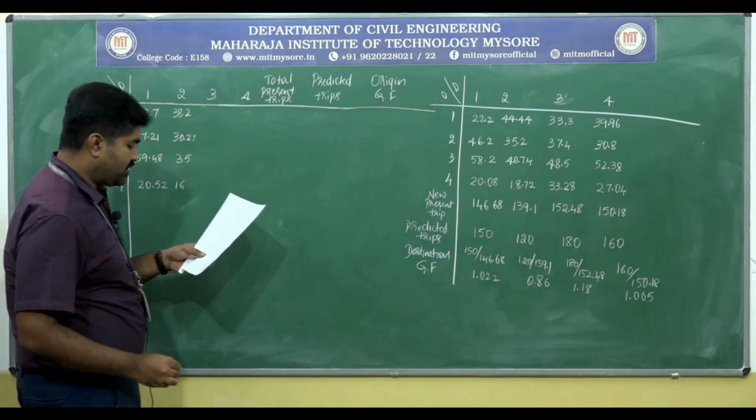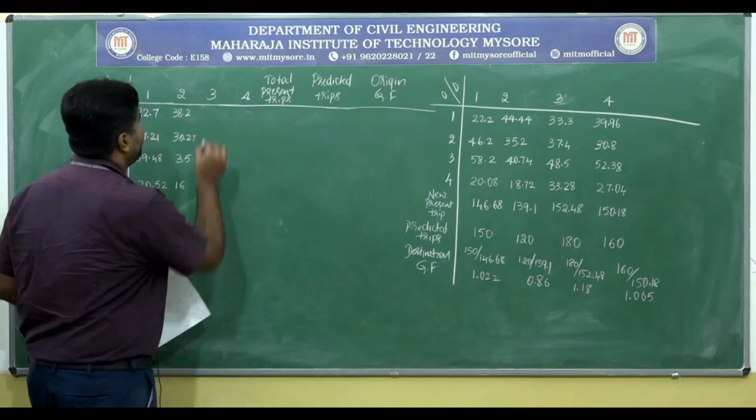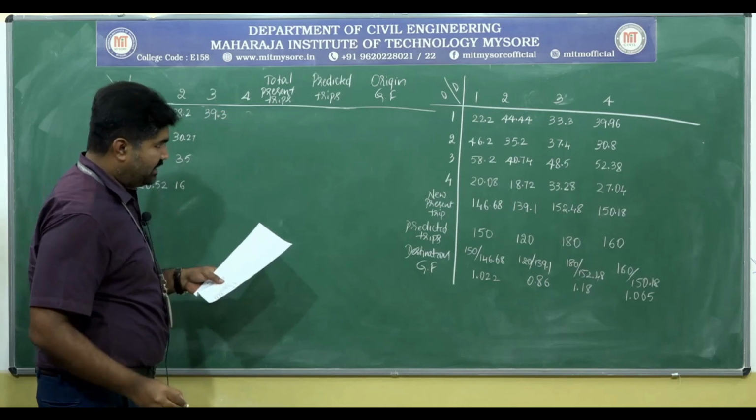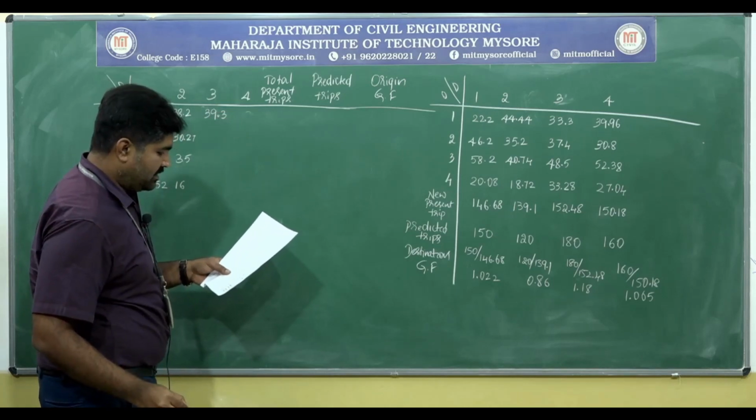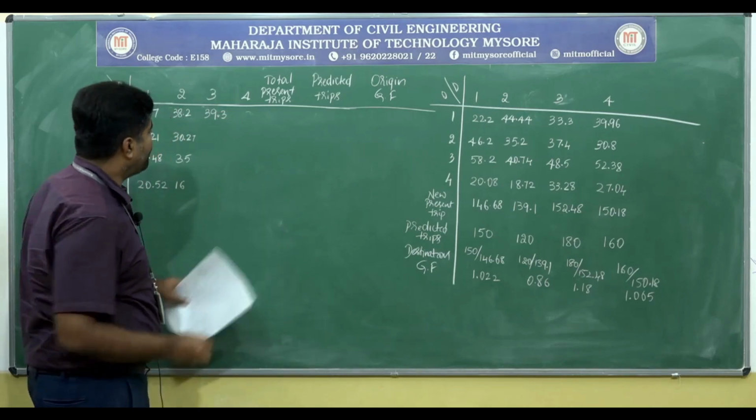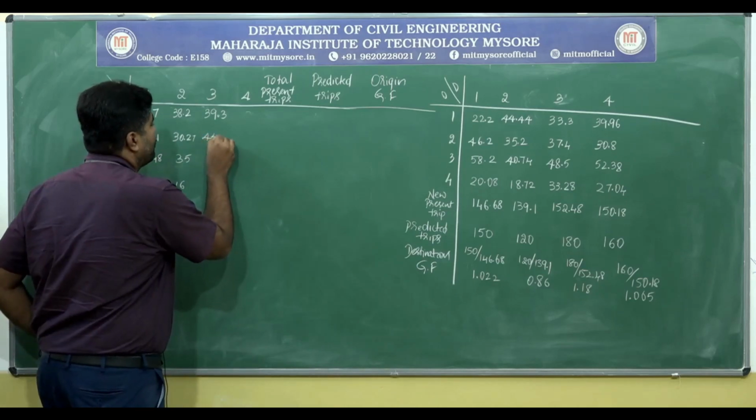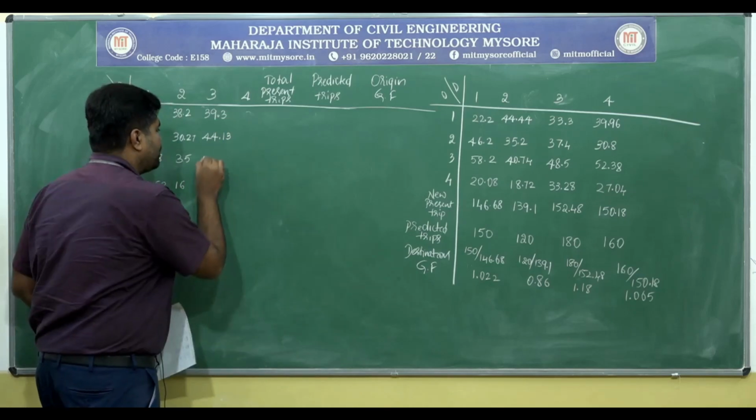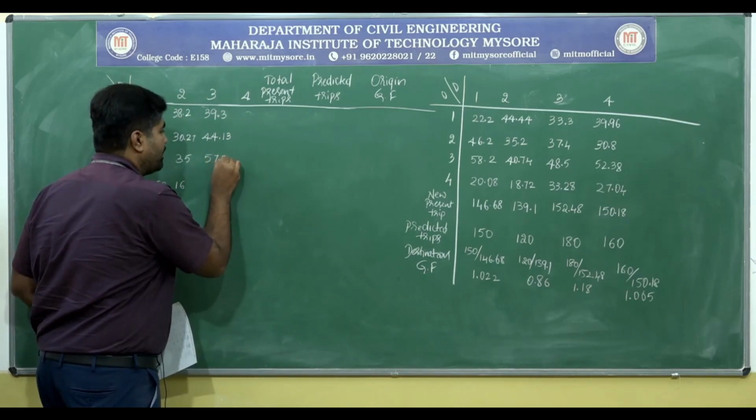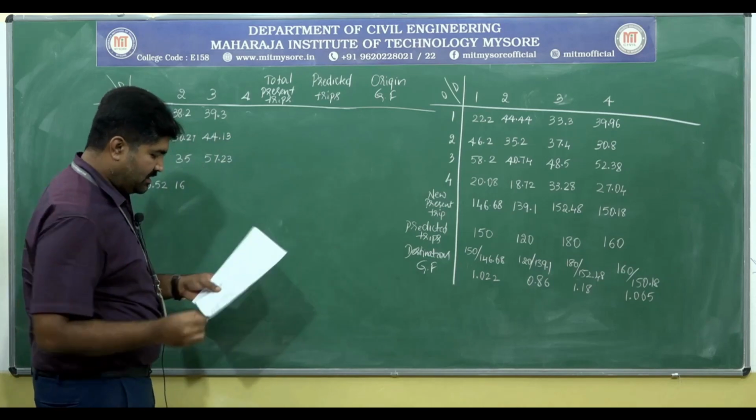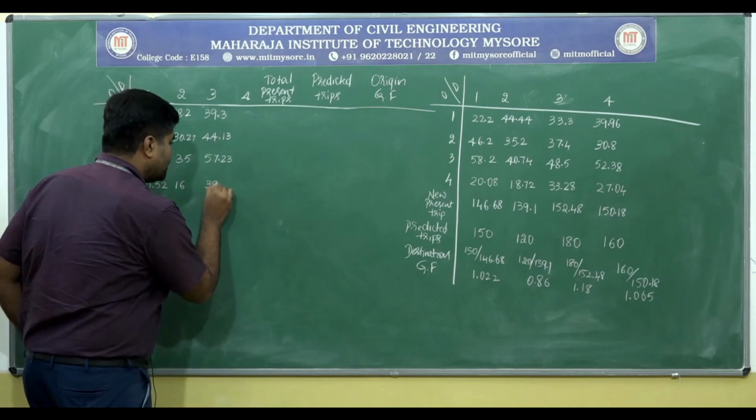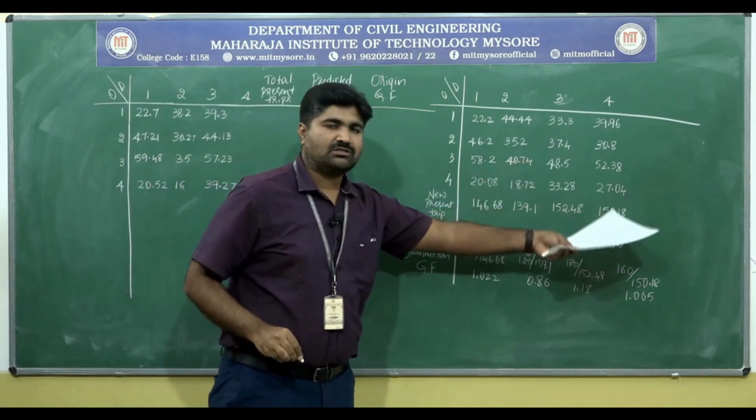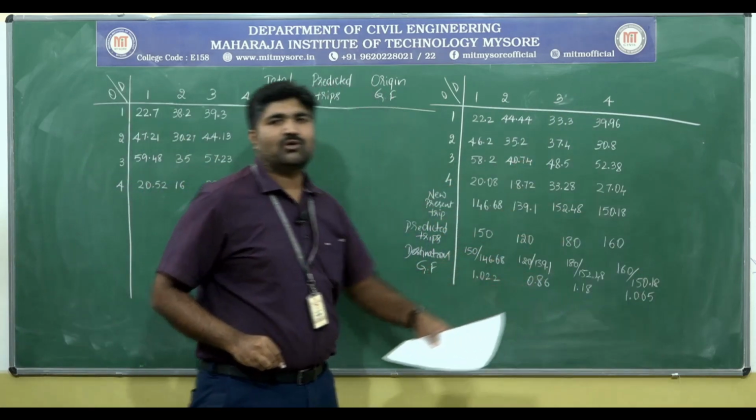By multiplying with 1.18 we will get 39.3, 44.13, 57.23, 39.27. Similarly, multiply the last column with its respective growth factor, that is 1.065.